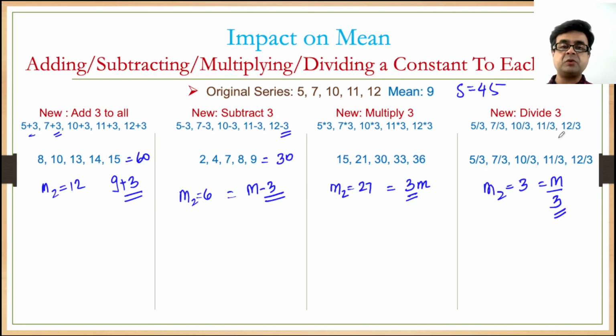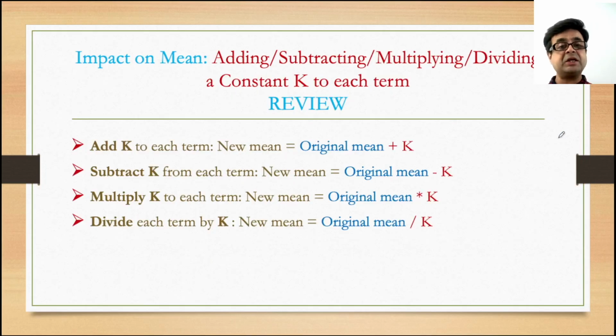To quickly review, when you add k to each term in the series, the new mean is just original mean plus k. Similarly, for subtraction, it would be original mean minus k. For multiplication, it would be original mean multiplied by k, and for division it will be original mean divided by k. It gets a little bit tricky when you get to standard deviation. However, these are the rules for mean.